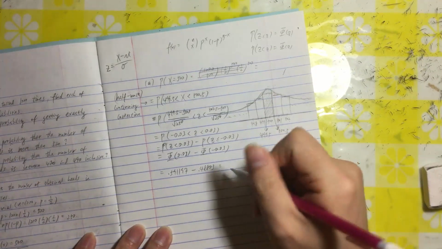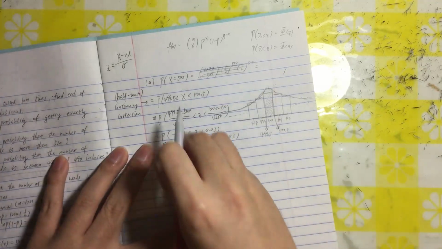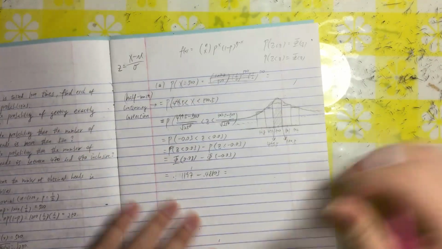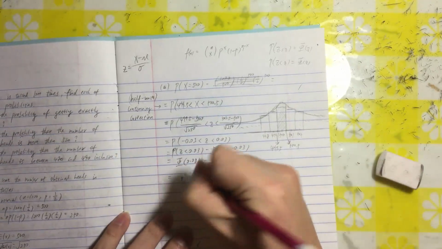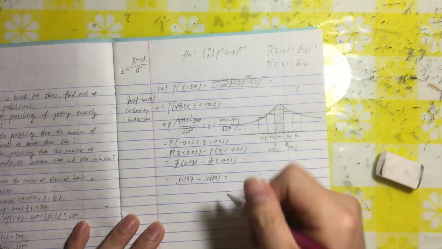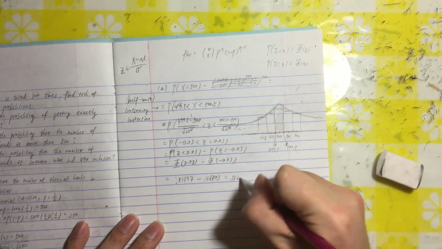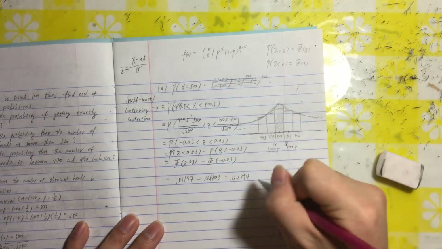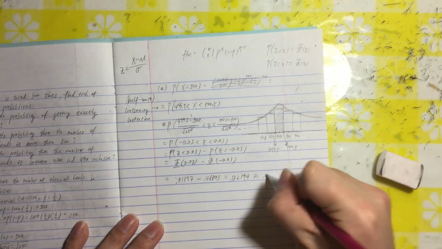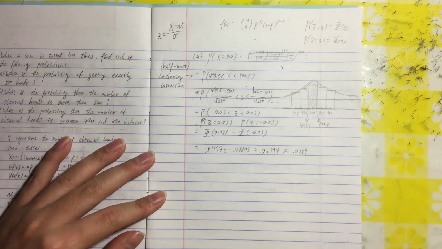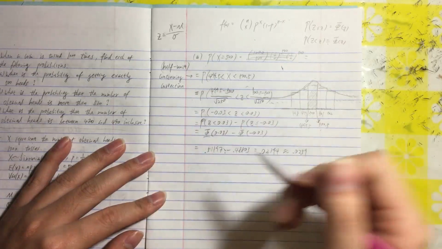Next, calculator. When I subtract, this is 0.51197. Use calculator. When I subtract, I get 0.02394. In general, for the final answer, we round to 4 decimal places. That's about 0.0239. Next, let me write down the half-unit continuity correction in detail.